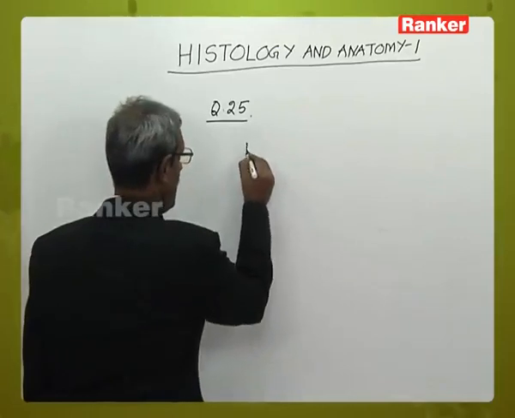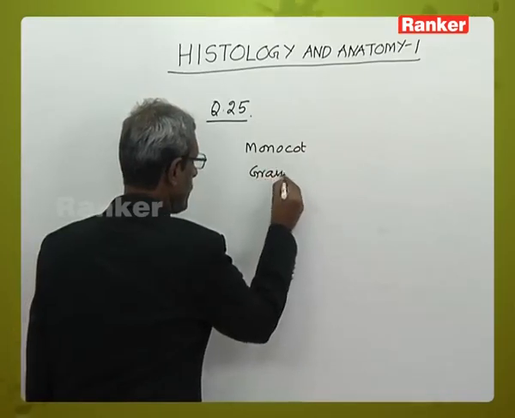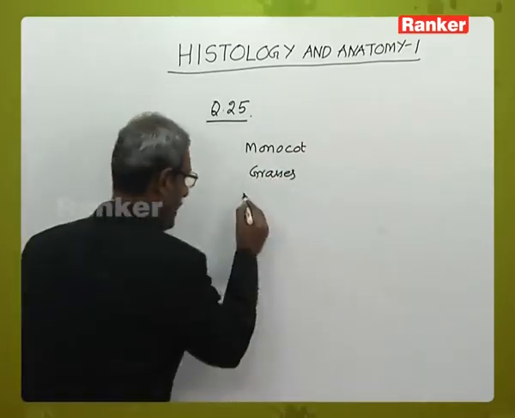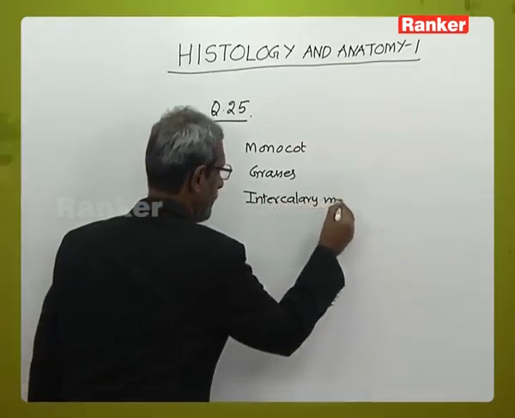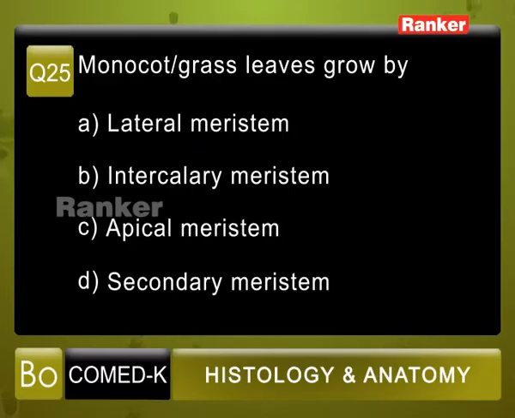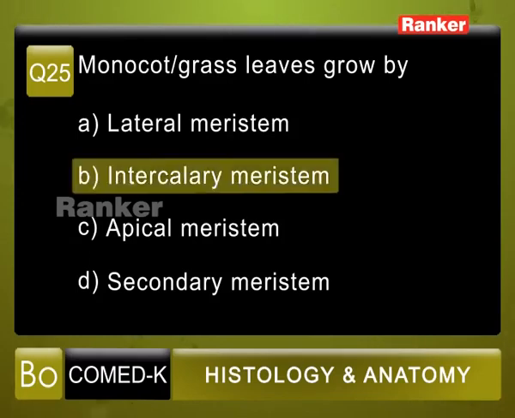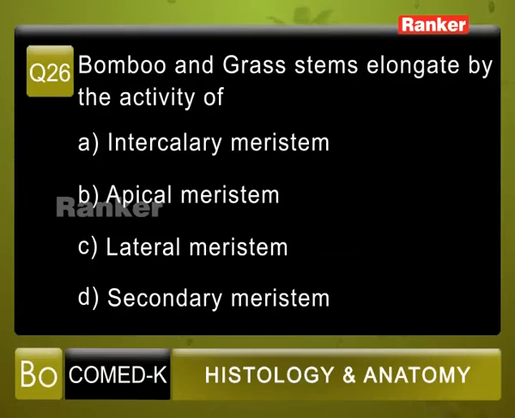As we understand, whenever we take monocots or grasses, they always have intercalary meristem. The answer is B. Question number 26. Bamboo and grass stems elongate by the activity of A. intercalary meristems, B. apical meristems, C. lateral meristems, D. secondary meristems.